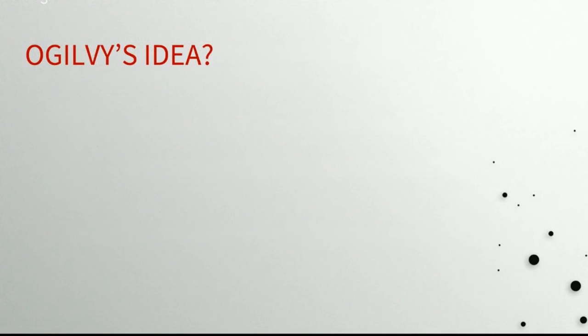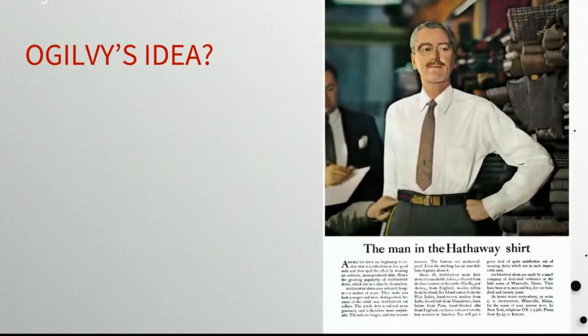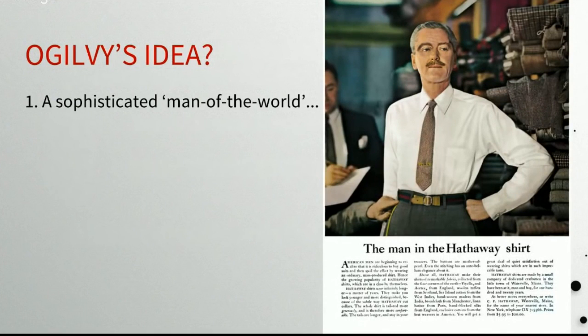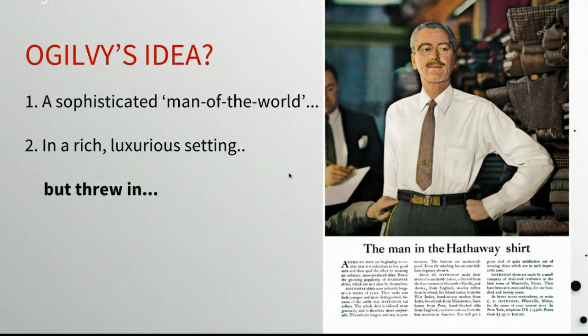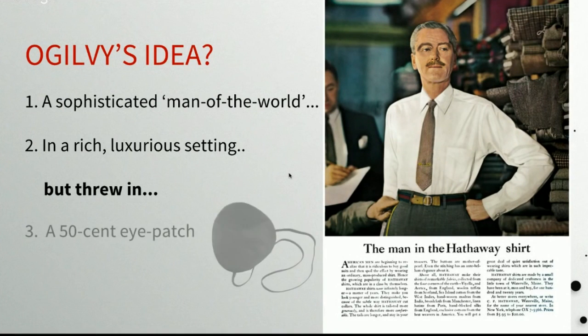So Ogilvy's idea was pretty stock standard in a lot of ways. He went for the sophisticated man of the world, almost like a James Bond figure, maybe an older James Bond, in a rich, luxurious setting. And he threw in one little twist. On the way to the photo shoot, he picked up a 50-cent eye patch. And about halfway through the photo shoot, he threw it to the model and asked the guy to put it on.